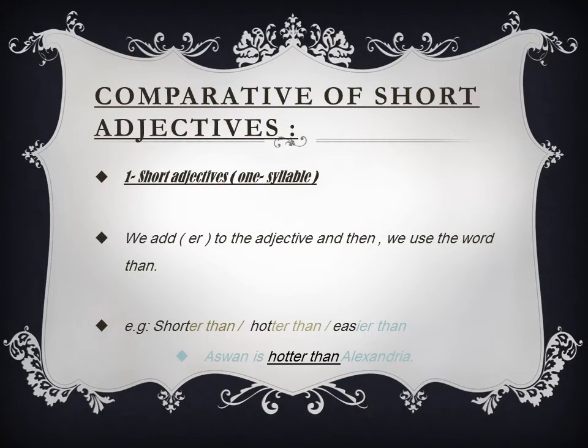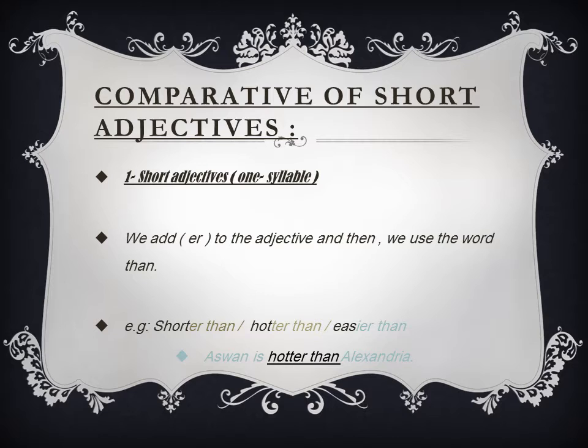Let's start with the comparative form of short adjectives. If I have a short adjective and I need to make a comparison between two people, two things, or two animals, you can add er to the adjective. We add er and then we use the word than. Shorter than, hotter than, easier than, bigger than, slimmer than, fatter than. So we add er, then we put the word than when we make the comparative of short adjectives.